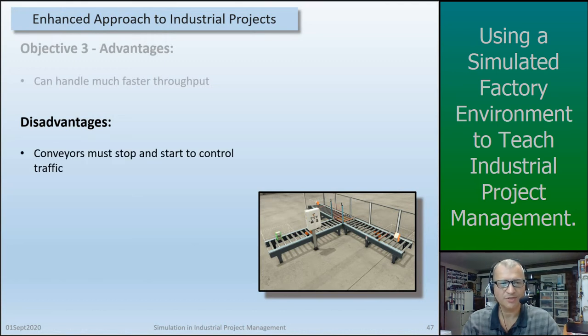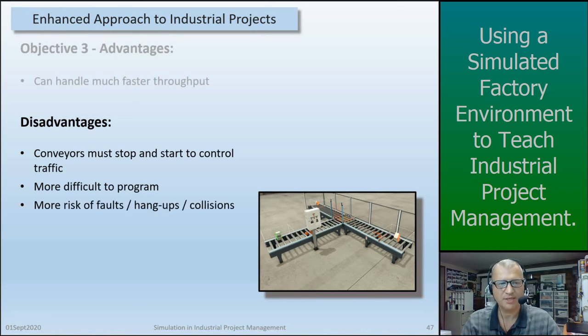The conveyors must stop and start to control the traffic. So that adds wear and tear on the hardware, that adds wear and tear on the electrical components. It's much more difficult to program because we have to handle multiple pallet and box combinations at a time. We have more risks of faults, hang-ups, and collisions. Now that we've got pallet after pallet coming onto the system, it's much trickier to recover.